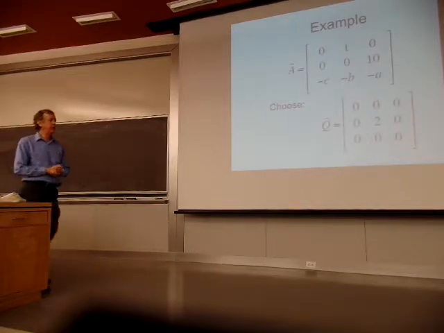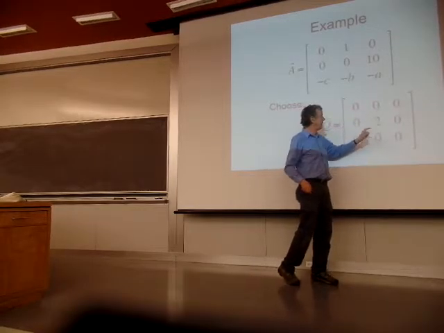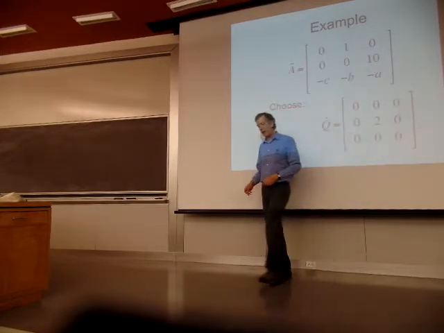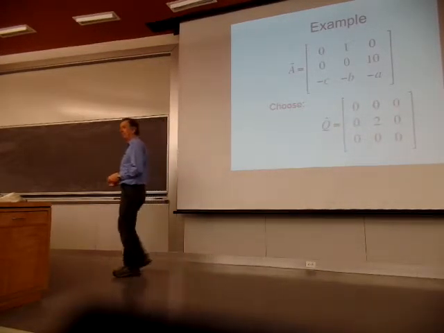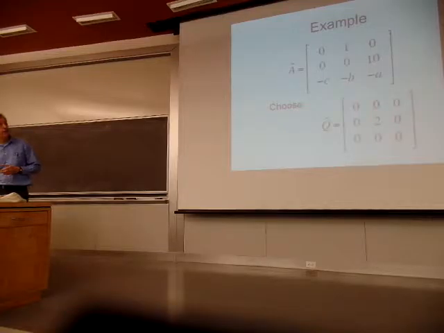And I'll choose some Q matrix. It's an arbitrary thing. I chose it to be symmetric, and I said, well, I'm going to make the diagonal 0, 2, 0. Right? And that's a candidate function to see if I can show definiteness here.